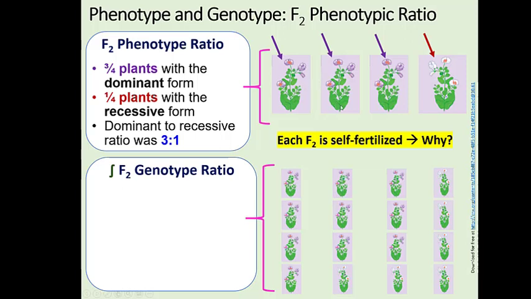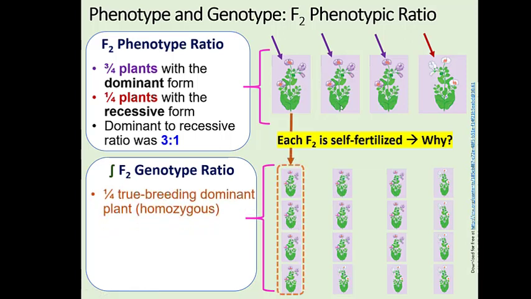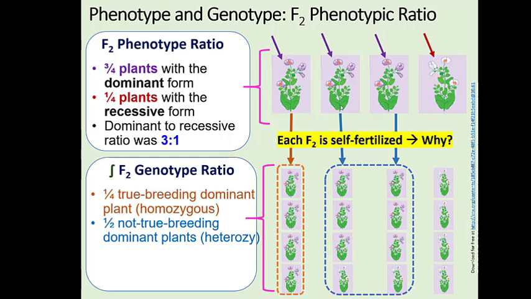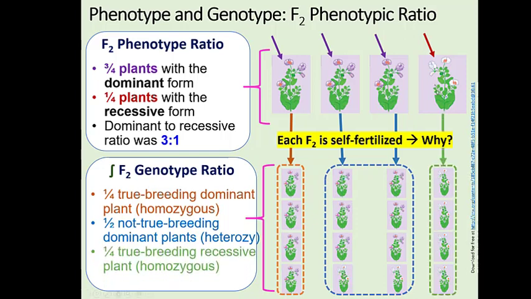And then we get this F2 genotypic ratio. We get 1/4 of them are true breeding, meaning that we are getting all purple offspring. Half of the plants were non-true breeding. So you see some purple plants and then the recessive shows up also. And then the last one, the recessive trait, was also a true breeder and got all white flowered plants. And here we see a 1 to 2 to 1 ratio.